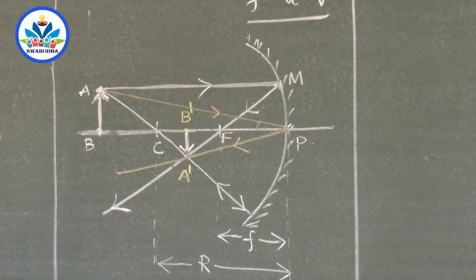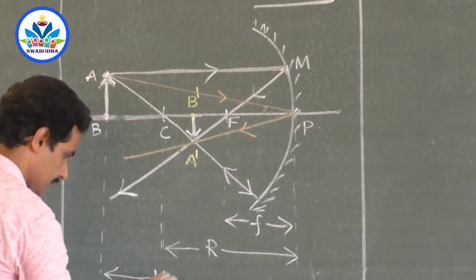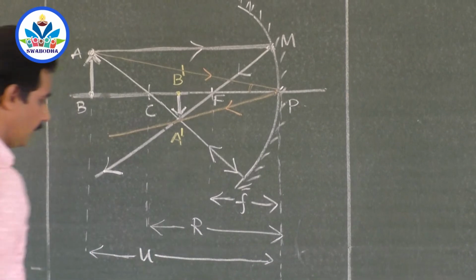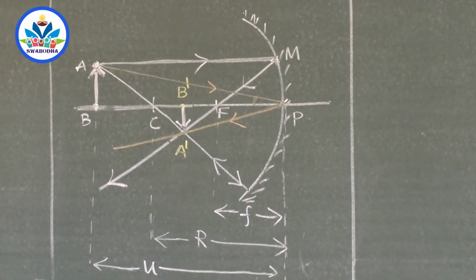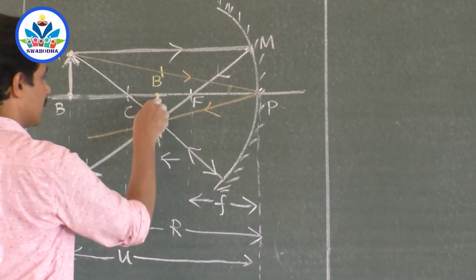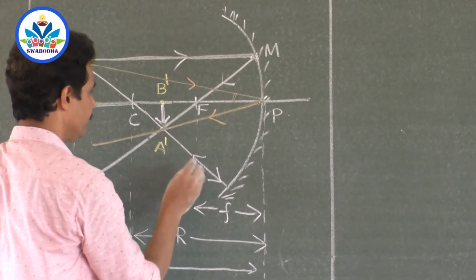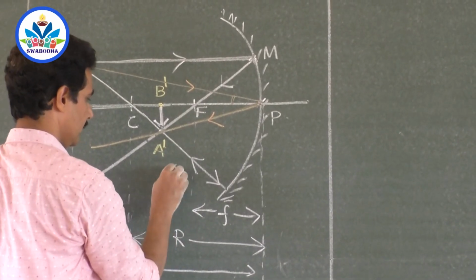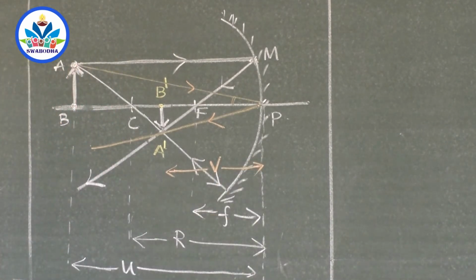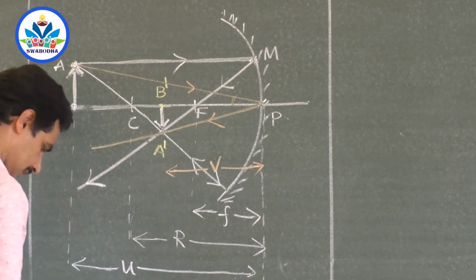Where are object distance and image distance? This is the object, so this is object distance, from the pole. Where is the image distance? V. V stands for image distance, and image distance is here, because this is the image. I will mark it with a different color so that it is visible. So this is V. So object distance, image distance, focal length, radius, and everything is over.